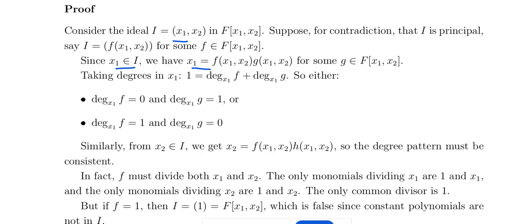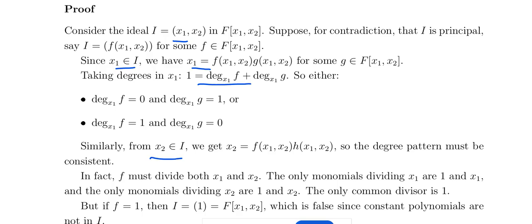So taking the degree in x_1, which is 1. The degree of fg equals degree of f plus degree of g over x_1. The degree over x_1 is 1, equal to the degree of f over x_1 plus the degree of g over x_1, because two variables are there. So either the degree of f over x_1 equals 0 and the degree of g over x_1 equals 1, or this one can be 1 and that one can be 0.